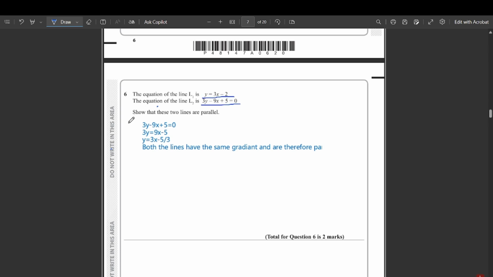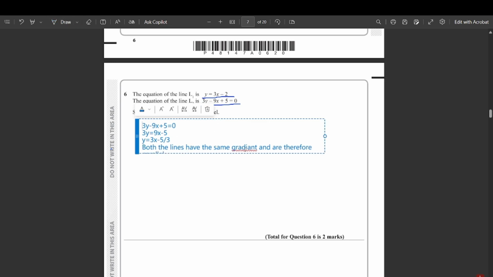that they are parallel. And how we simply do this is we take the second one, and we put it in the form of the third one. So we add 9x minus 5 to both sides, and we get 3y equals 9x minus 5. And then we simply divide both sides by 3. So we get y equals 3x minus 5 over 3. And then both the lines have the same gradient and are therefore parallel.